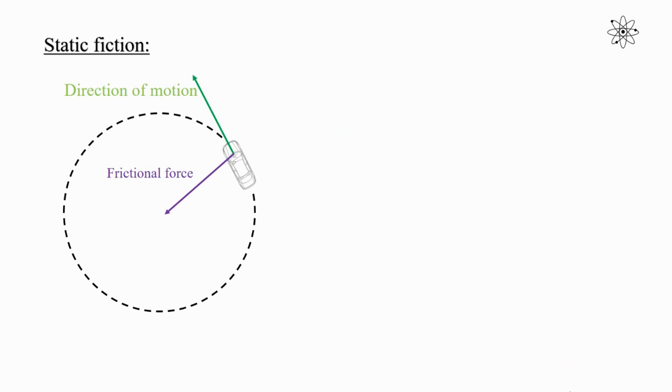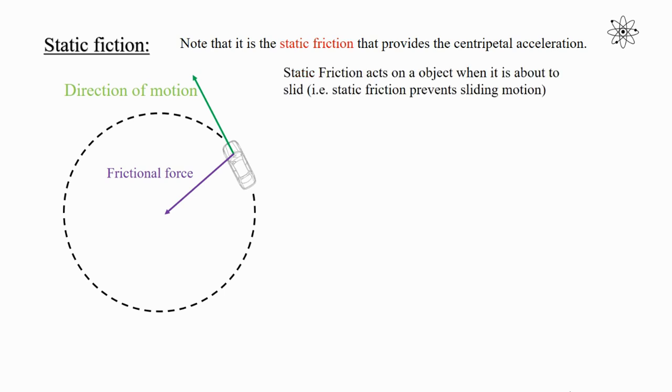We know, students, there are three different types of friction: kinetic friction, rolling friction and static friction. Here for the given example, we have to note down that it is the static friction that provides the centripetal acceleration. Static friction acts on the object when it is about to slide. That is, static friction prevents sliding motion. So in the given example, static friction opposes the motion of the car away from the circular path.